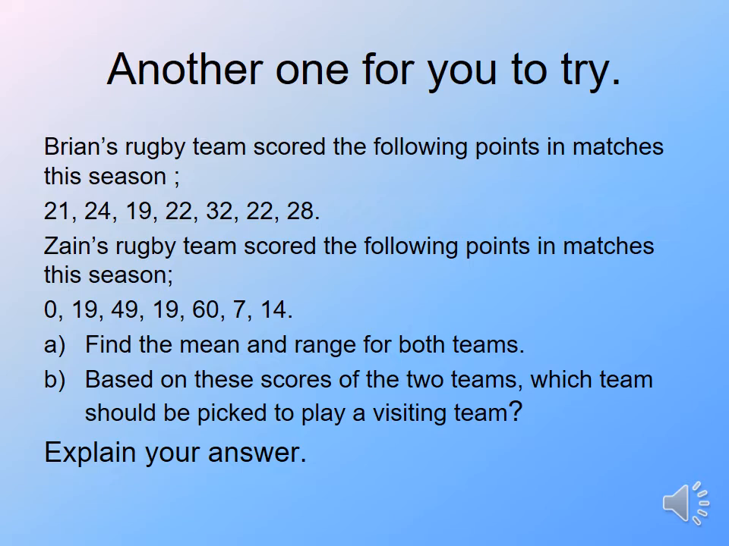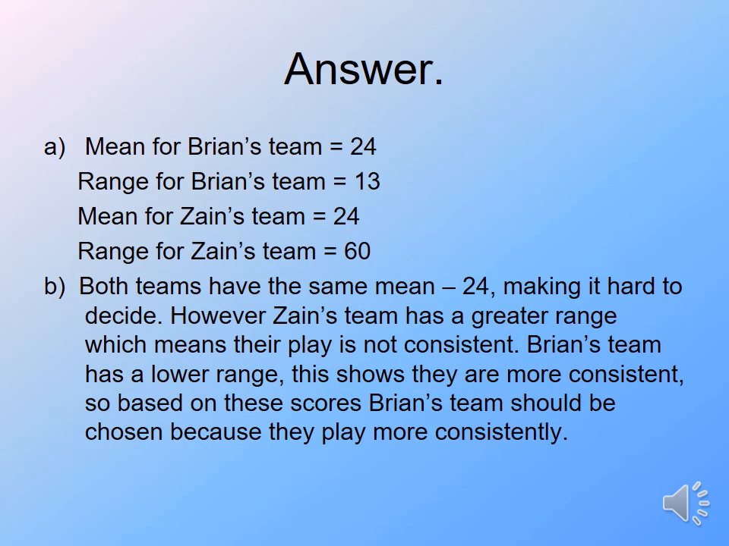Okay viewers, I'm about to reveal the answers. You were asked to do 2 calculations, the mean and range, because I think those would be the best criteria to make the decision. As you can see, the mean for Brian's team is 24, but the mean for Zane's team is also 24. The range for Brian's team is 13, and the range for Zane's team is 60.